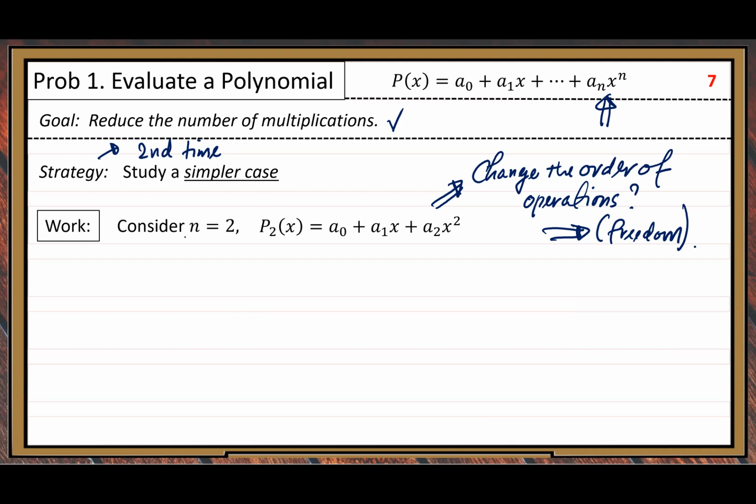The simpler case, we look at the smallest problem size n equals 2. We do not choose n equals 1 because although it's simpler, it's not quite meaningful, right? We cannot see the main property when n equals 1. For that reason, we have to choose the smallest meaningful size.